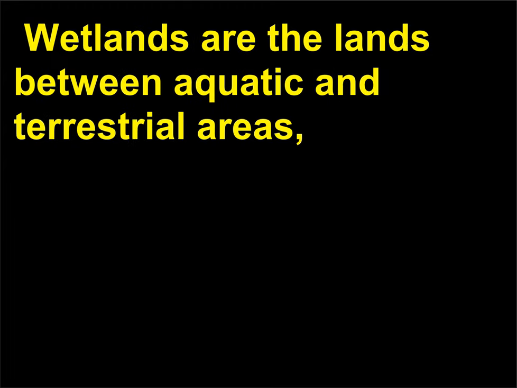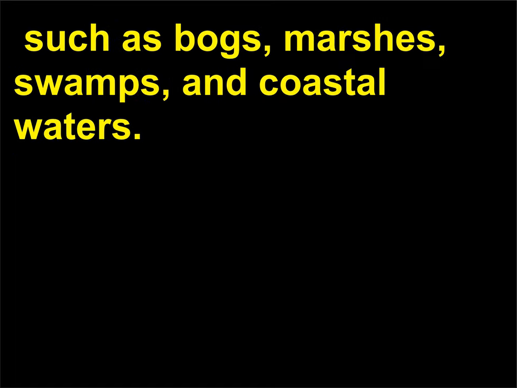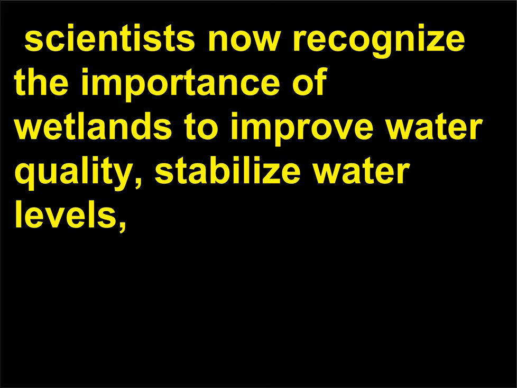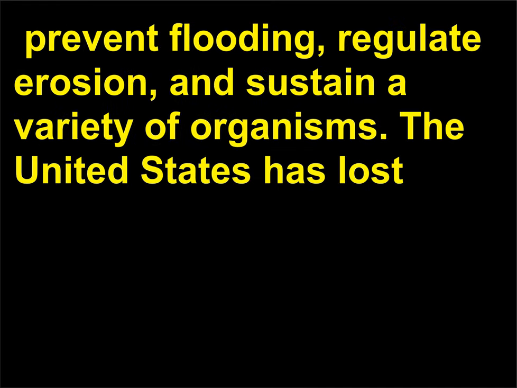Wetlands are the lands between aquatic and terrestrial areas, such as bogs, marshes, swamps, and coastal waters. Although wetlands were at one time considered wastelands, scientists now recognize the importance of wetlands to improve water quality, stabilize water levels, prevent flooding, regulate erosion, and sustain a variety of organisms.